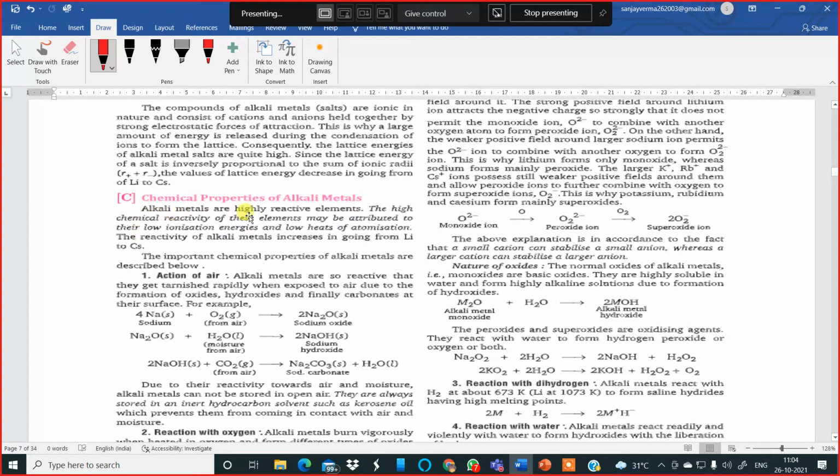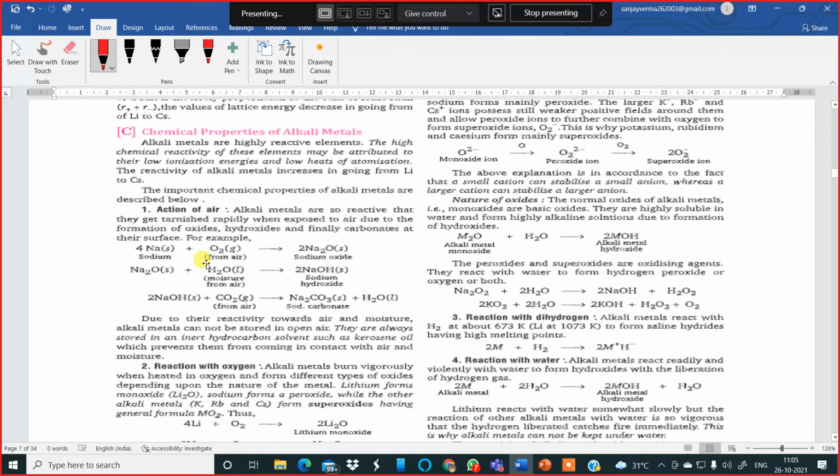We know they are already highly reactive elements. The high chemical reactivity of these elements may be attributed to their low IP and low heat of atomization. The reactivity of alkali metals increases as you move from lithium towards cesium down the group. So the important reactions: action of air, go learn this equation. Action of air: sodium reacting with oxygen gives sodium oxide, with water gives sodium hydroxide, with carbon dioxide gives sodium carbonate.